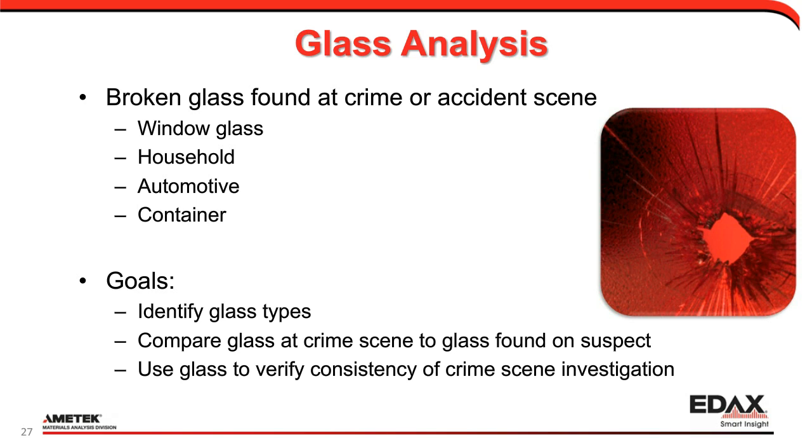Glass is sort of the ideal trace evidence because it's durable, it breaks into small parts, small fragments. It can transfer onto a suspect's clothing, and they carry it away from the crime scene. And it's durable. The composition doesn't change over time. The goals in glass analysis are to identify glass types, whether it's window glass versus container glass, to compare glass fragments found at a crime scene to glass fragments found on a suspect's clothing, and to use glass to verify the consistency of the crime scene investigation, the scenario surrounding what supposedly went on at the crime scene.